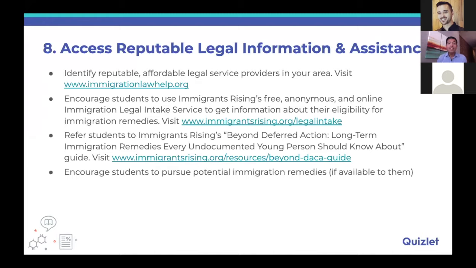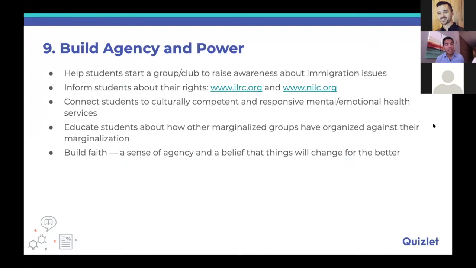Another resource that you can use is Beyond Deferred Action, long-term immigration remedies that every undocumented young person should know about. Again, sometimes we just don't know that there might be a remedy. It's not common, but if there is a remedy, we should encourage our students to seek legal help and to pursue those potential remedies. Number 9 is to build agency and power.